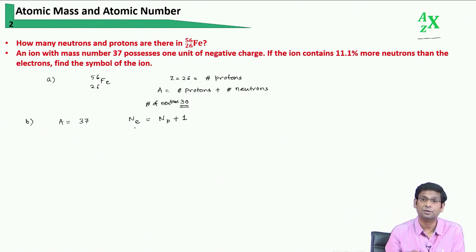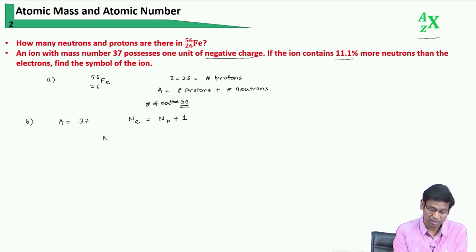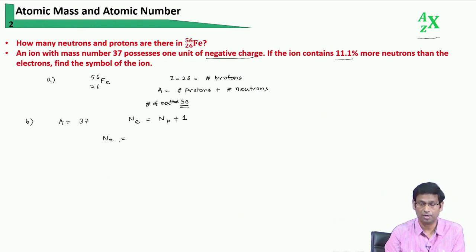charge, that means the number of protons is greater than the number of electrons. So, this is what we have: Ne equals Np plus 1, because this is an anion with one unit of negative charge. It also tells that the ion contains 11.1% more neutrons than electrons. So, that means the number of neutrons is 11.1% more than the number of electrons.